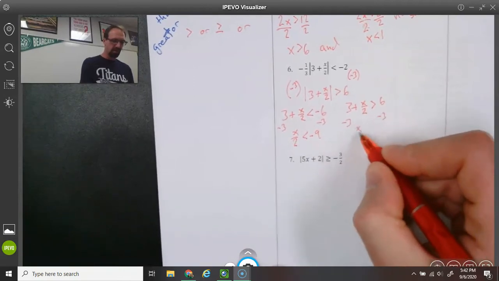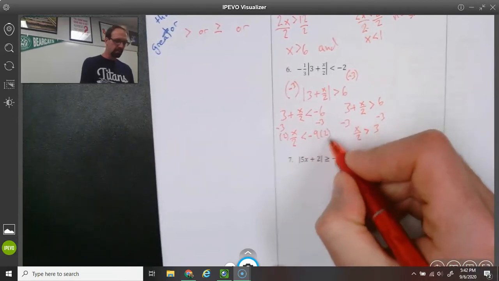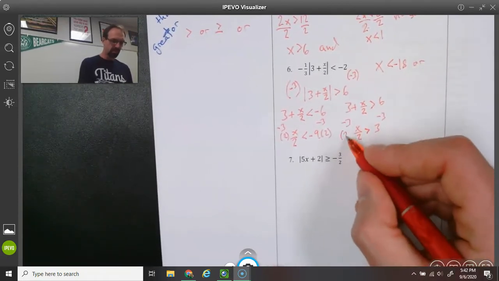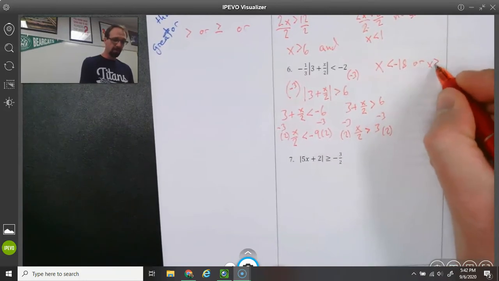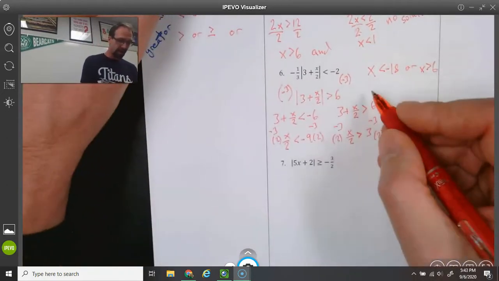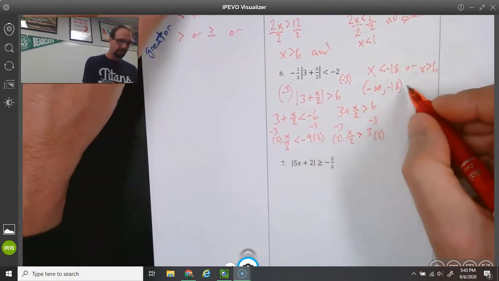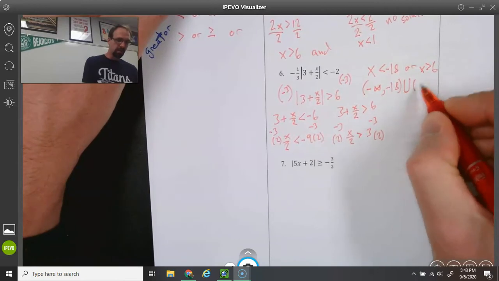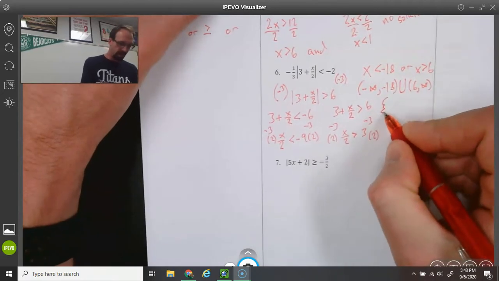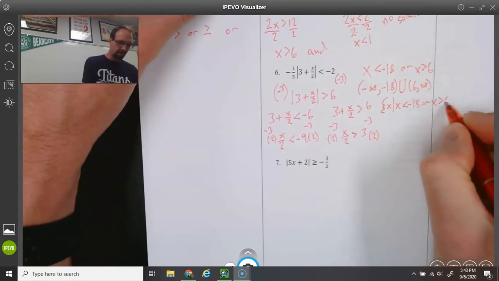Minus 3 on both sides. I get x over 2 is greater than 3. Multiply by 2. So I'm going to have x is less than negative 18, or, multiply by 2, x is greater than 6. Now this is an or situation, so this is a valid thing. I could be from negative infinity to negative 18, non-inclusive, union, non-inclusive 6 to infinity. That's perfectly fine. The set of x such that x is less than negative 18 or x is greater than 6.